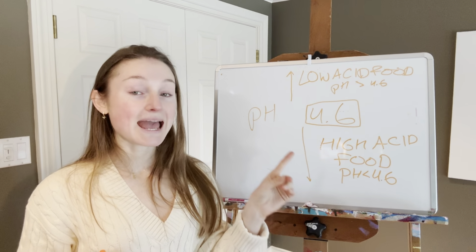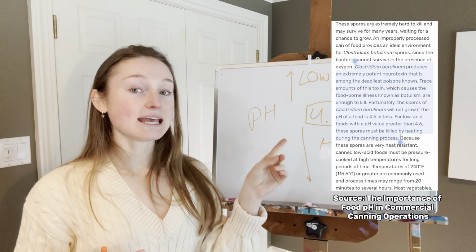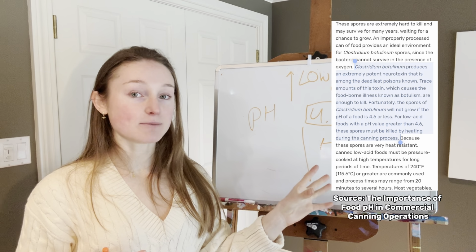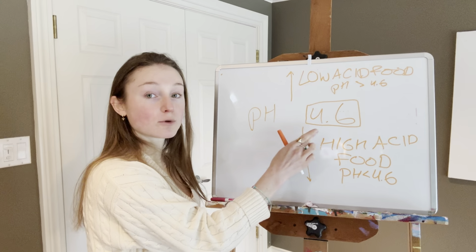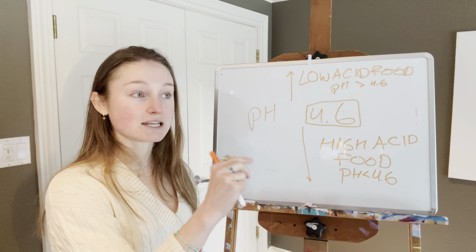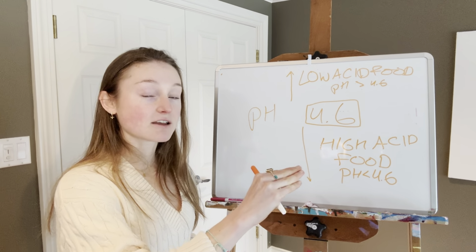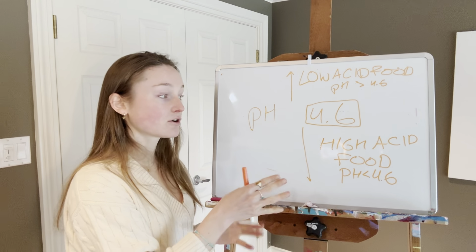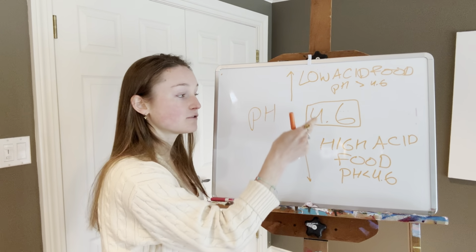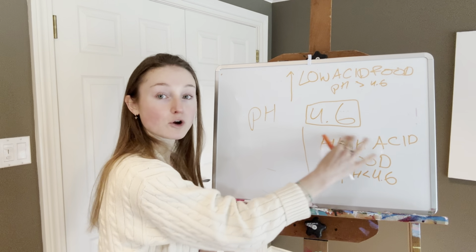Clostridium botulinum cannot survive in acidic environments. So as soon as that pH is below 4.6, Clostridium botulinum cannot survive. That is why the FDA sets the parameter of high acid, low acid food being on the border of 4.6.